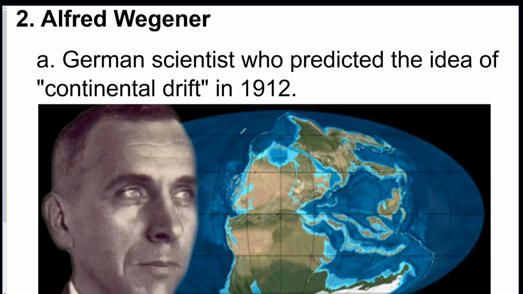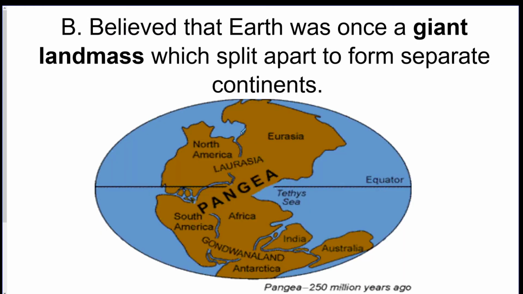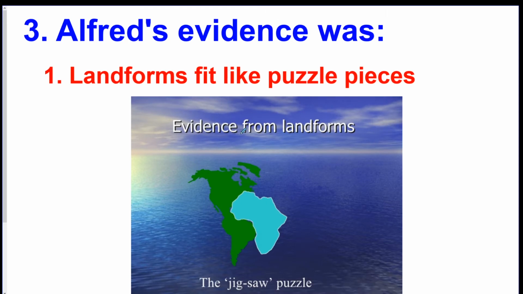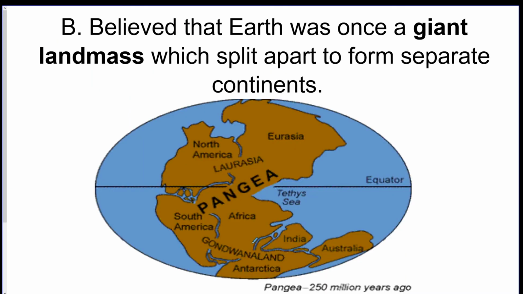So this guy, Alfred Wegener, in 1912, was the person that actually figured out that the landmasses, the plates, were moving, essentially. And there were pretty much 3 or 4 main pieces of evidence that he discovered that proved it. The first one was all the landforms fit like puzzle pieces. If you could see in this picture, Africa pretty much fits into South America and North America. It's not perfect, but he pretty much said that all of the continents used to be linked, and they called it Pangea.